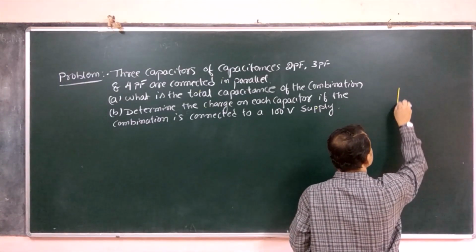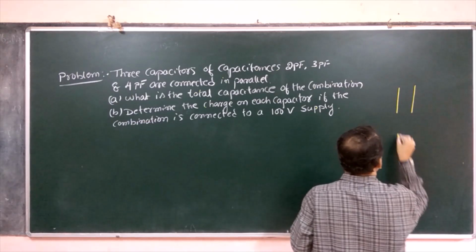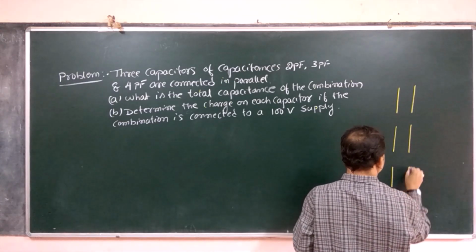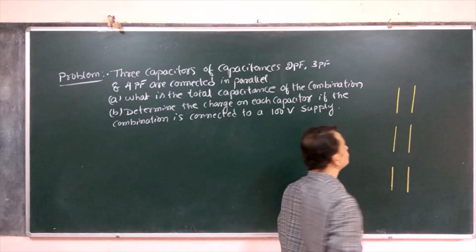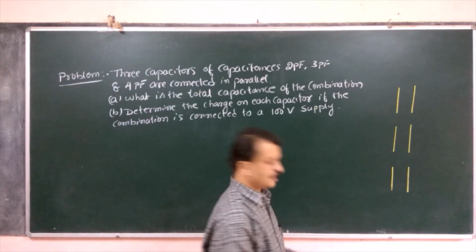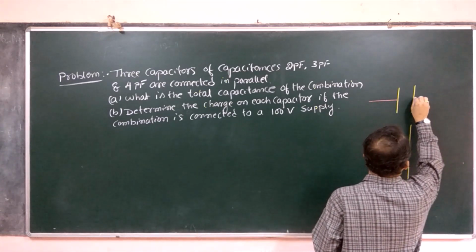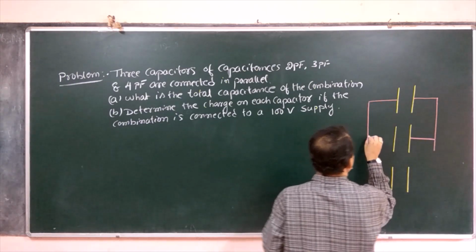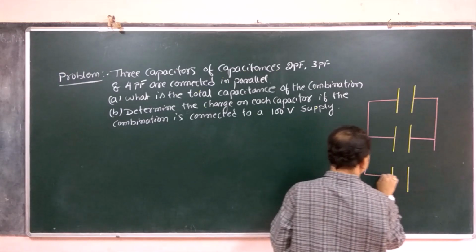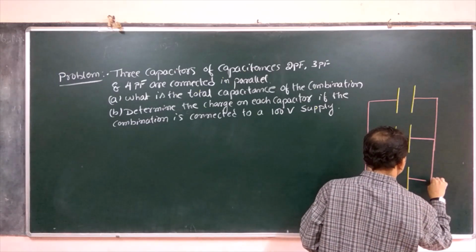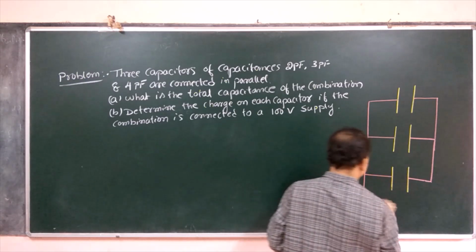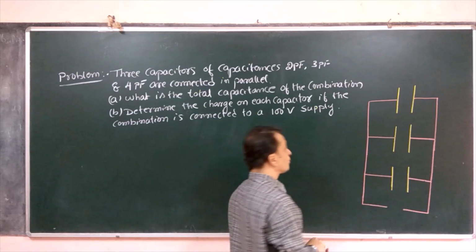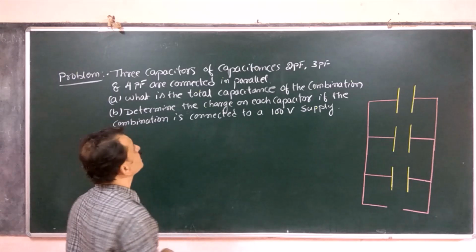Now I am having three capacitors. Now it is the first capacitor, and here is the second capacitor, and here is the third capacitor. Now these capacitors are connected in parallel. That means they are connected to a common terminal. They are connected between two common terminals. Okay, now this is 2, 3, 4.